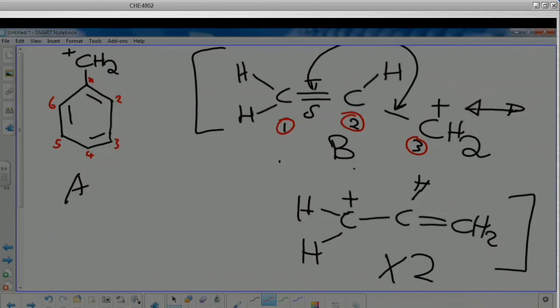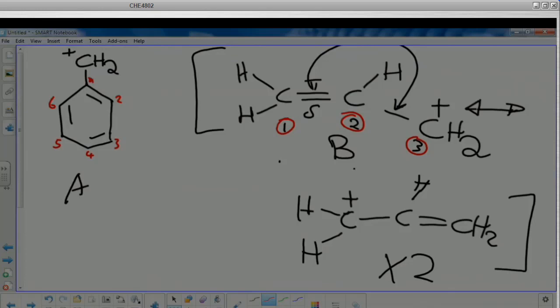A double-headed arrow? Full arrow. Will it move from the... Where to? Between carbon 1 and the positively charged carbon. But there are no pi electrons there. Where will it move from, and where to?